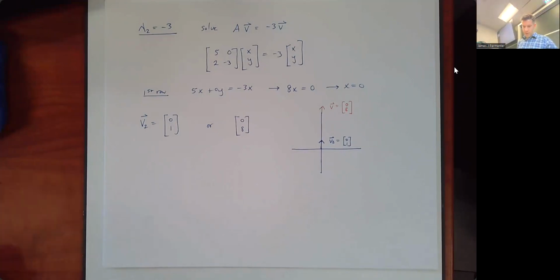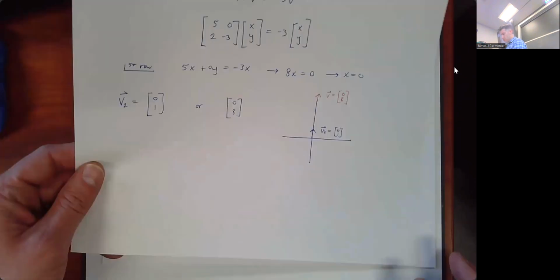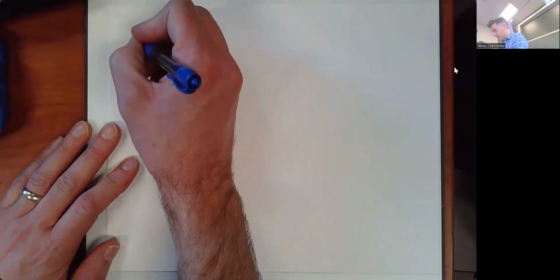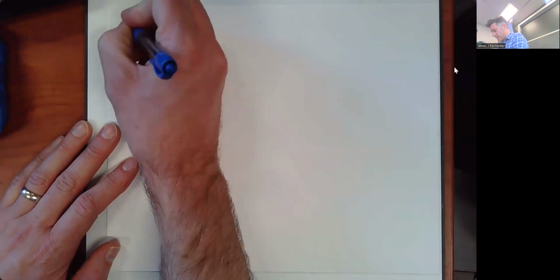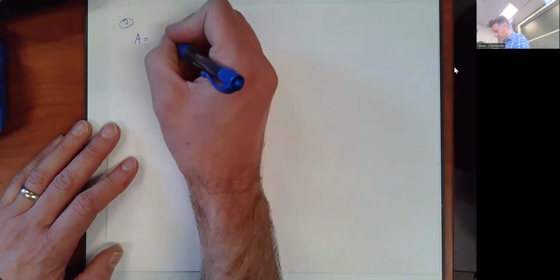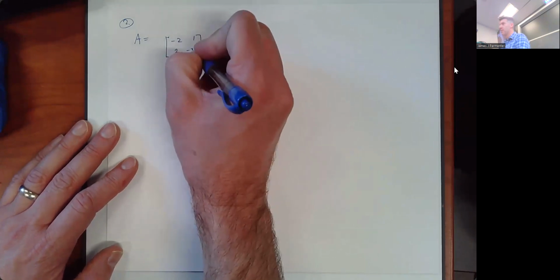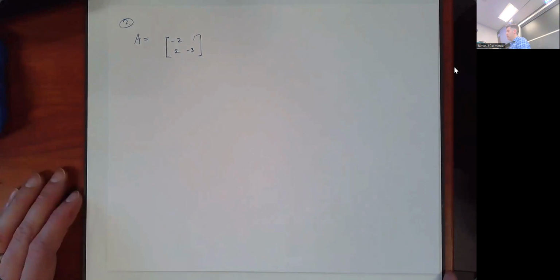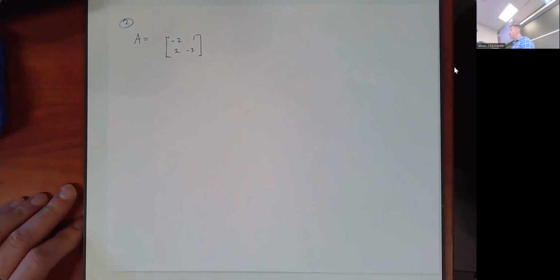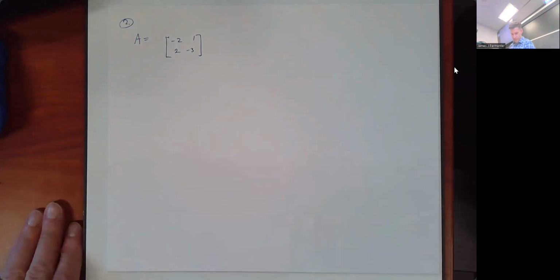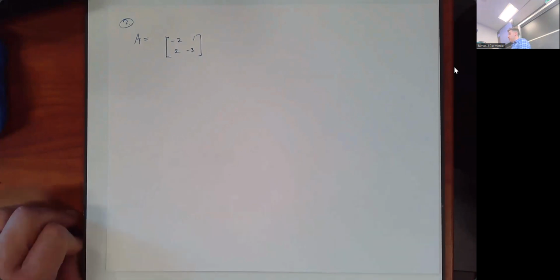All right, cool. So let's look at one that's not as nice, where we don't have a convenient zero. Let's say our system, our matrix A, is equal to [-2, 1; 2, -3]. All right, I want you all to find the eigenvalues. They should be nice negative integers.